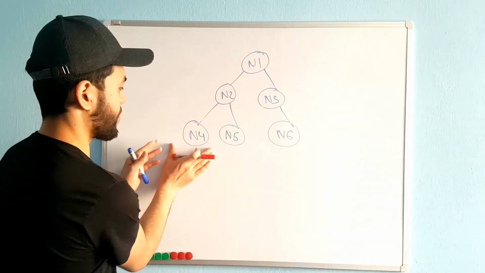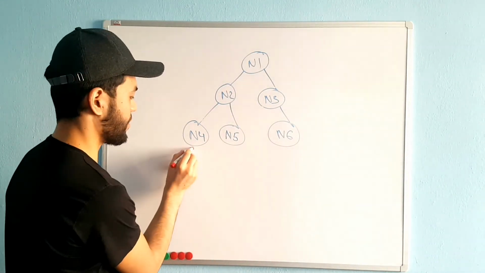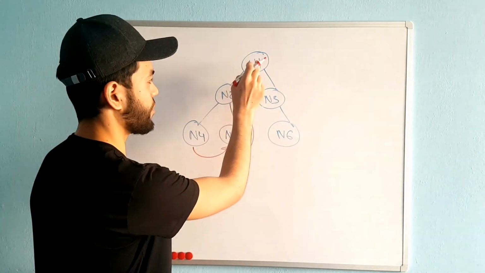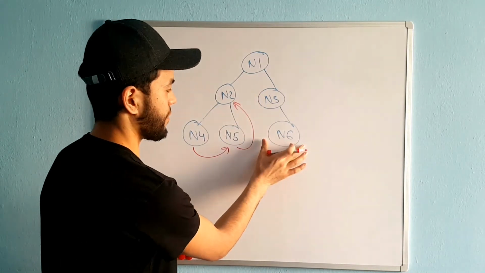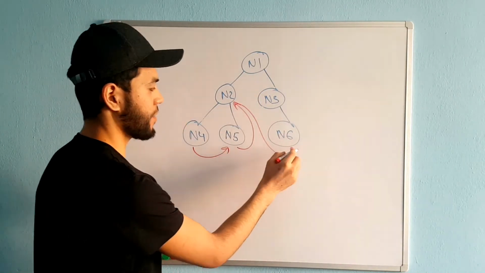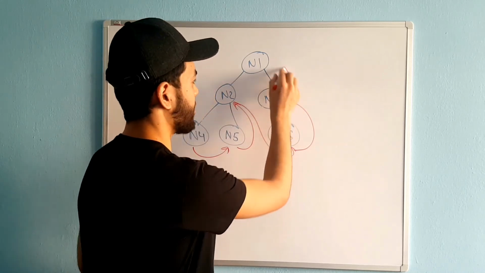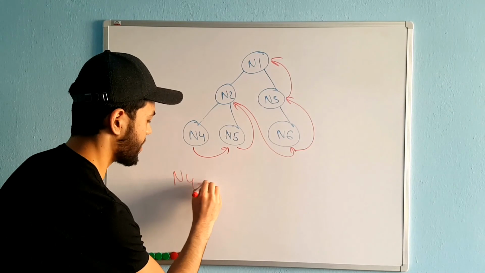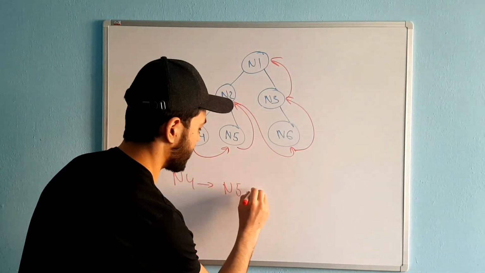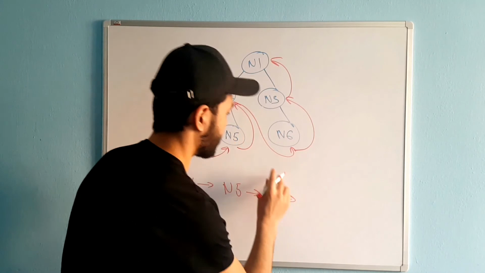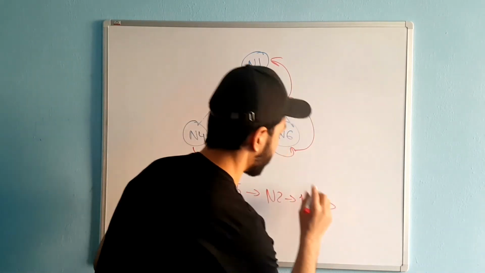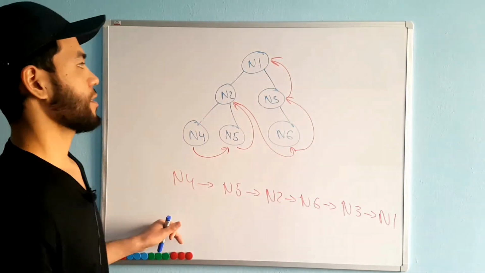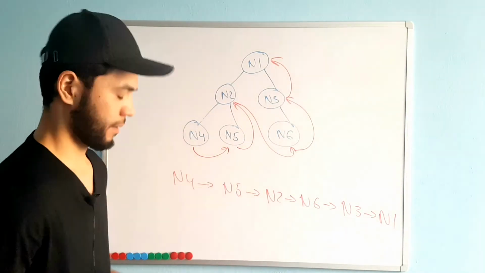Firstly we will start from here, which is the n4. From n4, we're going to go n5, and from this we're going to go n2, and then we will not go to the root. Instead we're going to go down, from here, to n3, and then we're going to go to the top. If I write it, it looks like n4, n5, n2, n6, n3, and n1. This is post-order traversal, how it looks like.